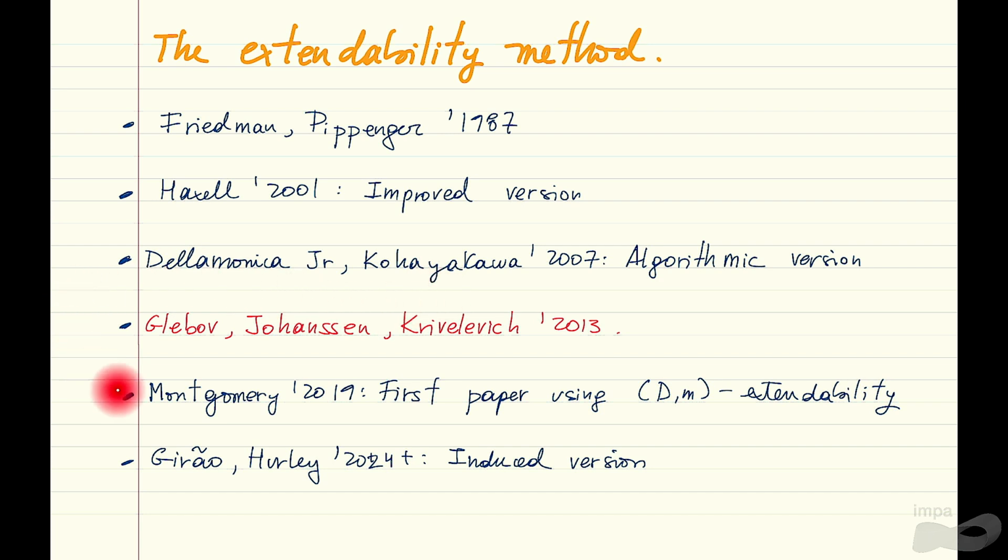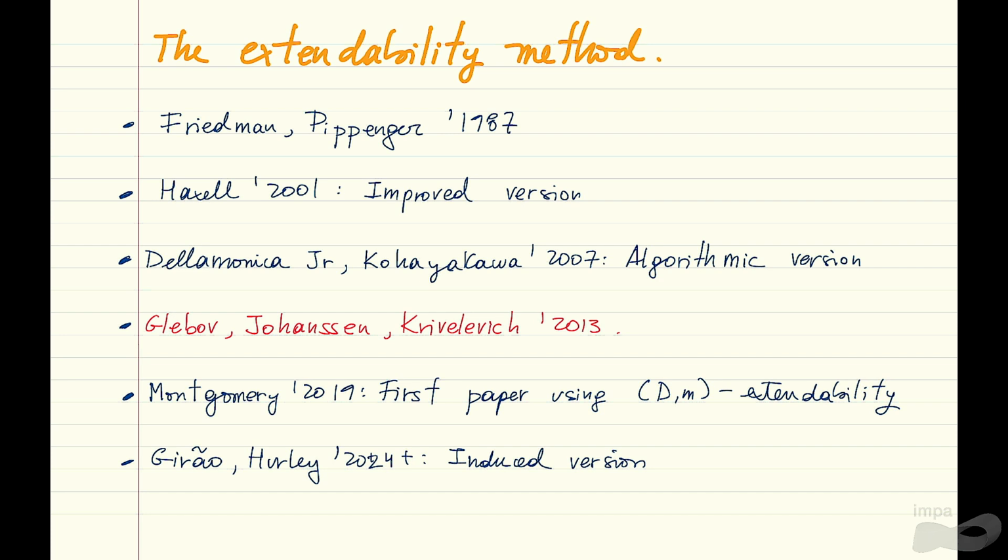I put these names in red because obviously this method wasn't originally called the extendability method. It was Glebov, Johannsen, and Krivelevich who named this method in this way, and they defined a new language to use this method, which is much nicer, I would say. So Glebov, Johannsen, and Krivelevich renamed or rephrased this method in the extendability way that I will show later. But it wasn't appearing in a paper. Actually, this appeared in the PhD thesis of Glebov, and the first time this appears in a paper was in the paper by Richard Montgomery in the proof of the universality for bounded degree trees in G(n,p).